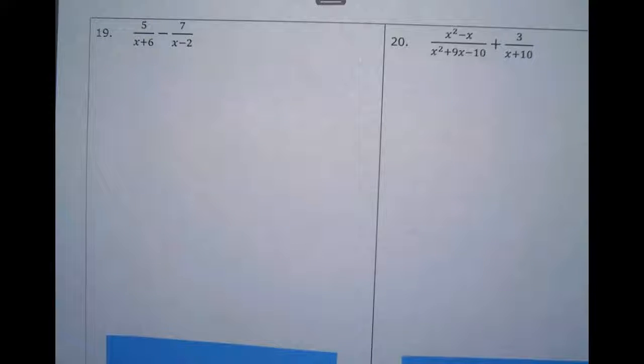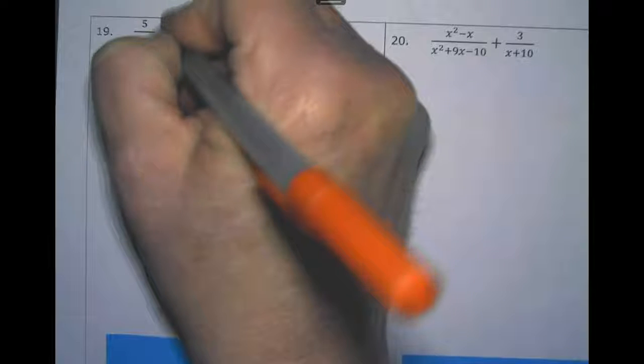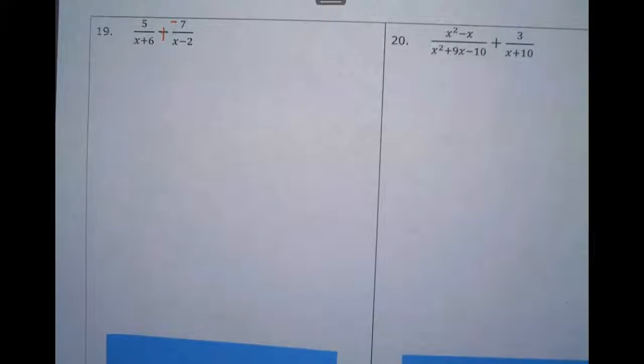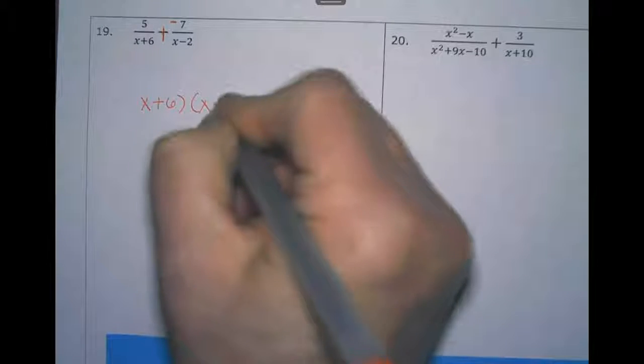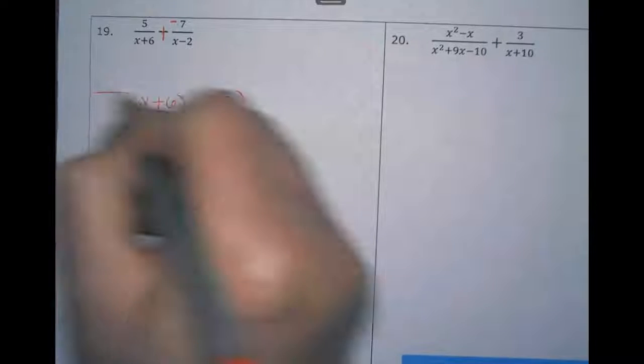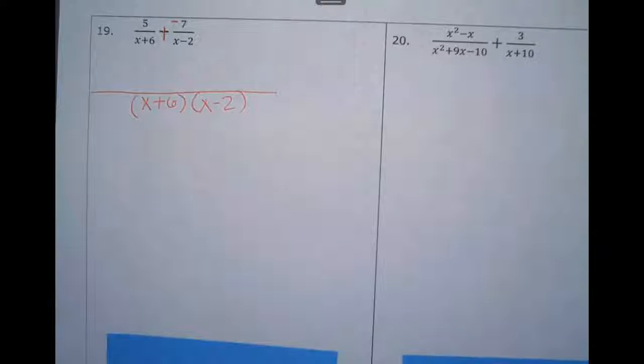Problem number 19 is a subtraction problem, and I need to find a common denominator. You find common denominators for adding and subtracting, not multiplying and dividing. You will make fewer sign mistakes if you change this to adding a negative. The common denominator is going to be x plus 6, x minus 2. That is going to be your common denominator.